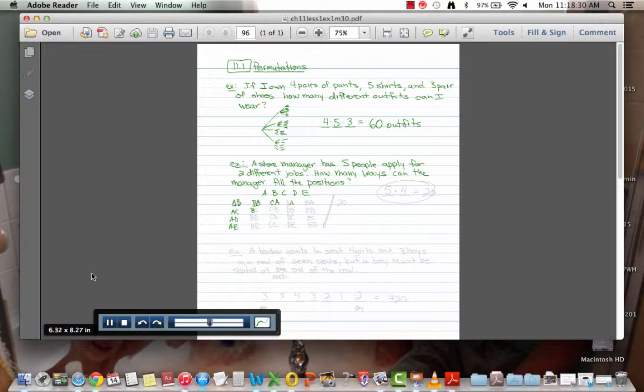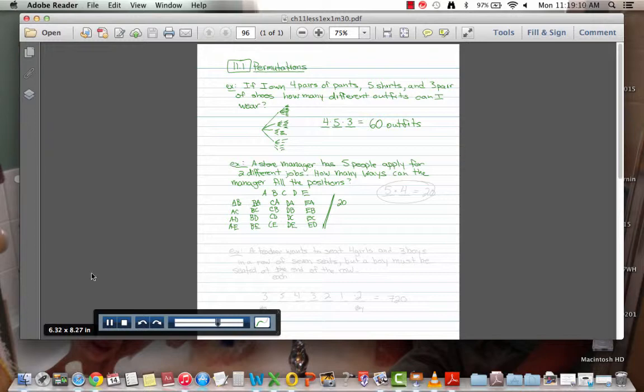cashier job and the other one is a stock person job. So hiring A for stock and B for cash is different than B for stock and A for cash. So we could have BC, BD, or BE, and if we keep going, same idea, CA, CB, CD, CE, DA, DB, DC, DE, and finally EA, EB, EC, and ED. So if you tally that all up as how many different ways you could fill these positions, you've got 1, 2, 3, 4, 5 times 4, which is 20 different positions.